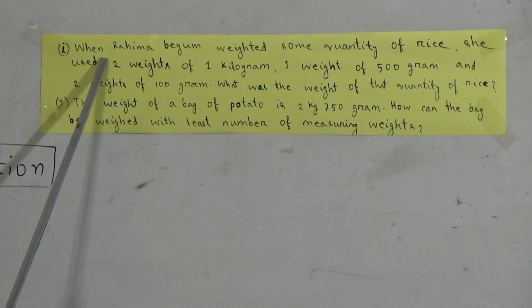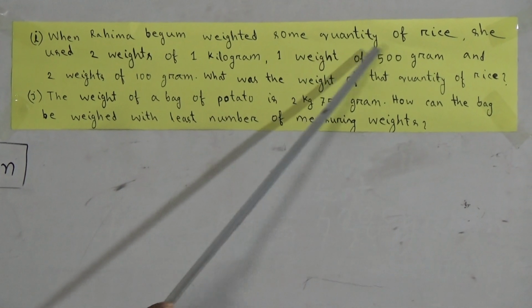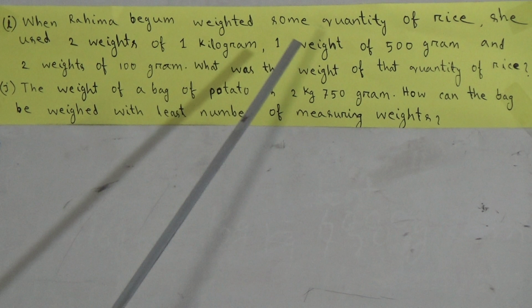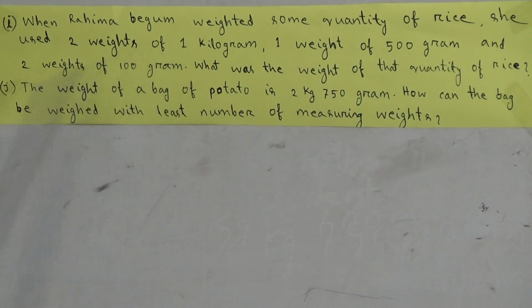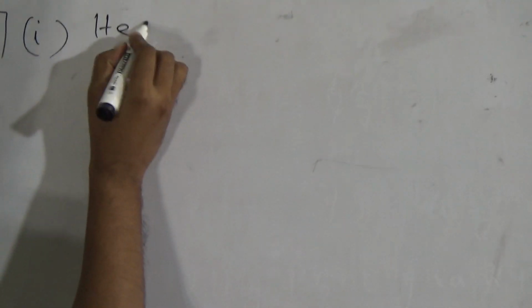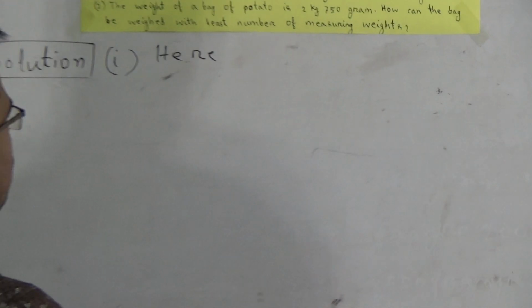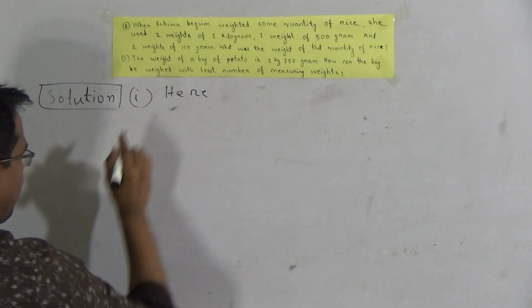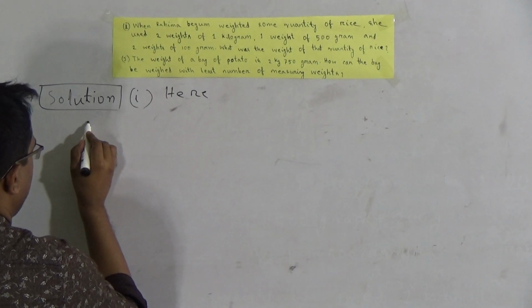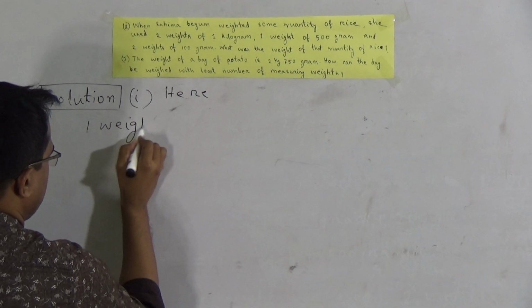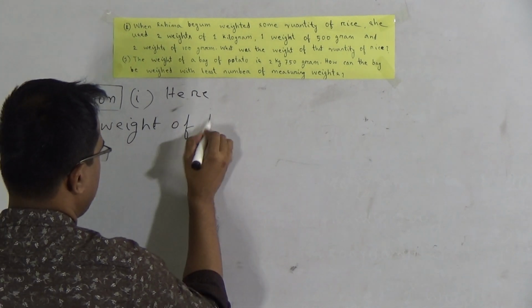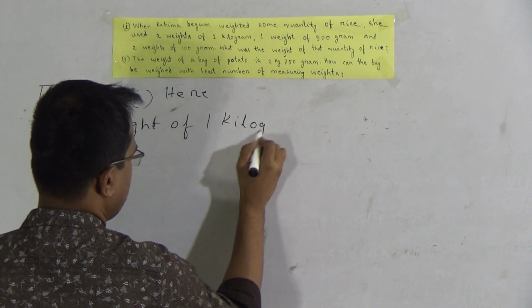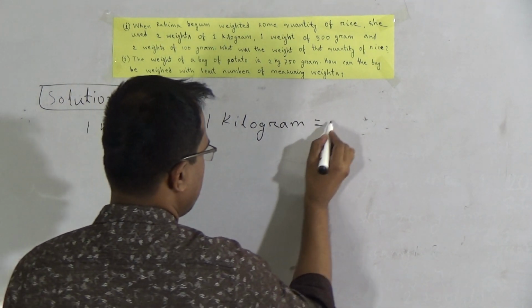Here, the question is: when Rohima Begum weighed some quantity of rice, she used 2 weights of 1 kilogram, 1 weight of 500 gram, and 2 weights of 100 gram. What was the weight of the quantity of rice? Now, here we know that 1 weight of 1 kilogram is equal to 1000 gram. Here a total of 2 weights of 1 kilogram exist. So here 1 weight of 1 kilogram is equal to 1000 gram.